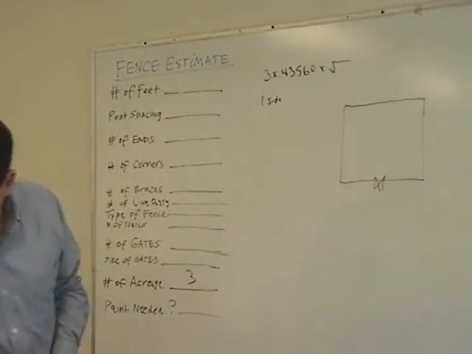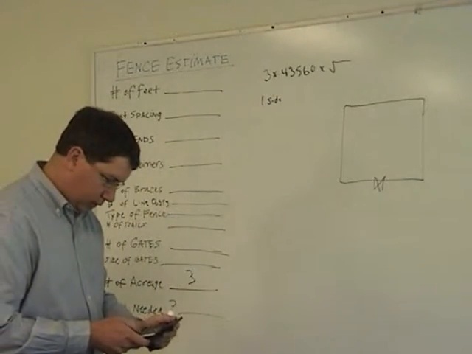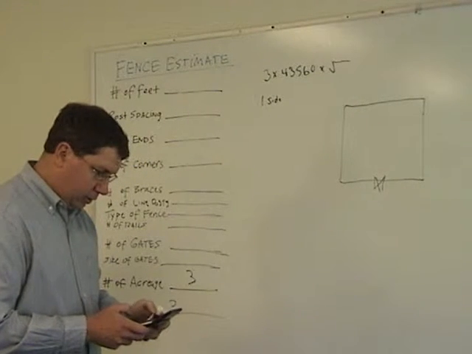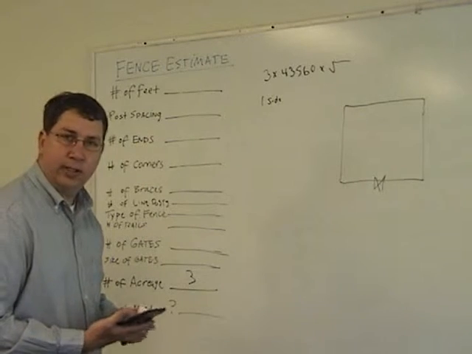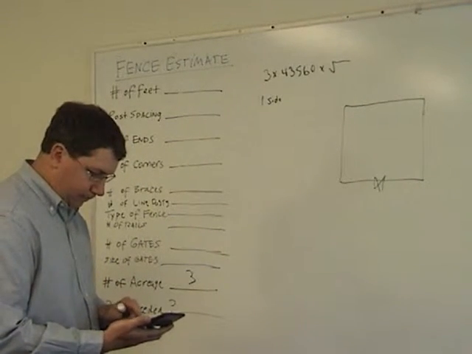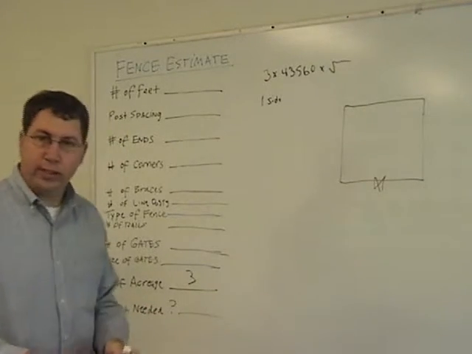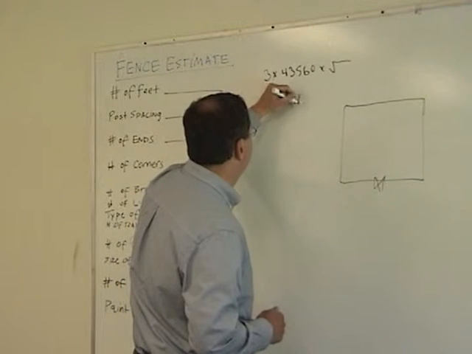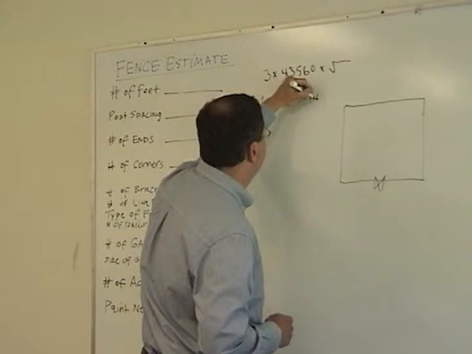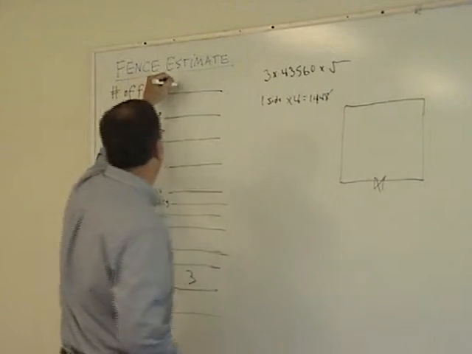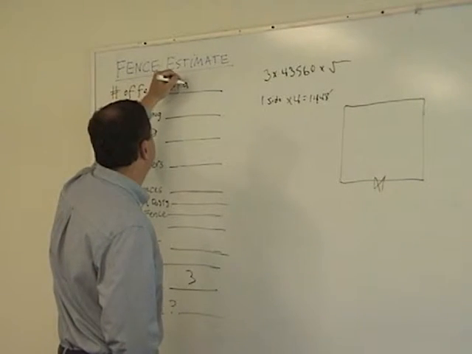So if I take my 3 times 43,560 times square root, that is 362 feet for one side. Times 4, which equals 1,448 feet. So I write my 1,448 up.